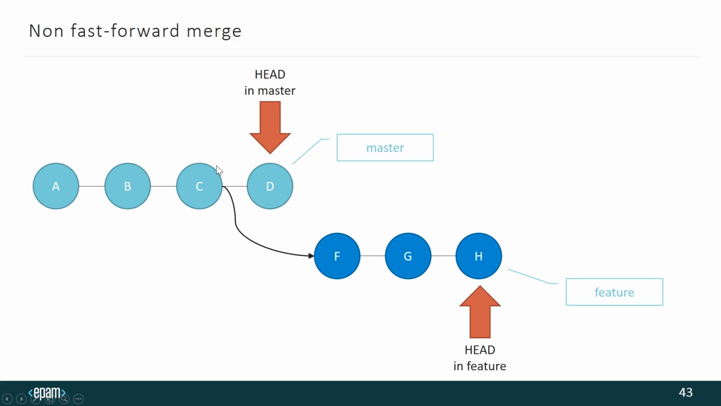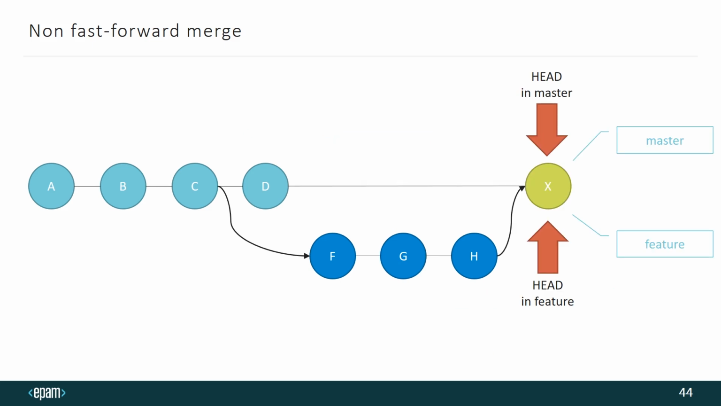We have a commit C from which we've already spawned two descendants. The master after C went on to commit D, and in the feature branch that spawned from C, F, G, and H were created. We can't simply take the head of the master and move it into the feature, because then we lose commit D, and we don't want to lose it. So the correct solution in this case would be the following. We create one more commit, which gathers all the changes from commits F, G, H, and D in order to avoid losing them. And that will be an ordinary non-fast-forward merge.